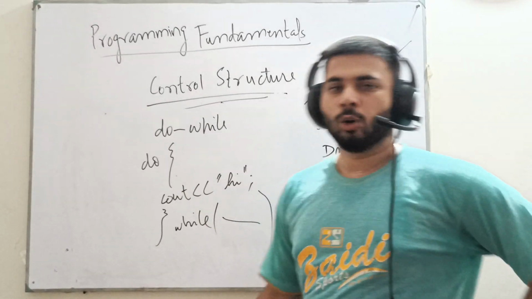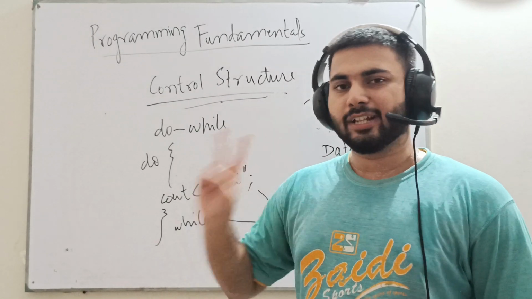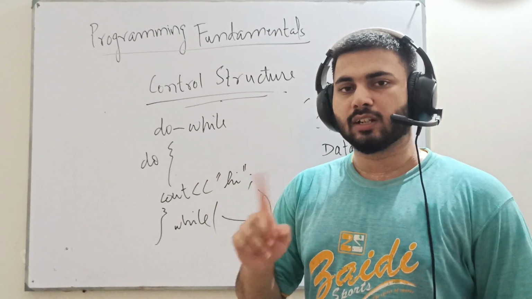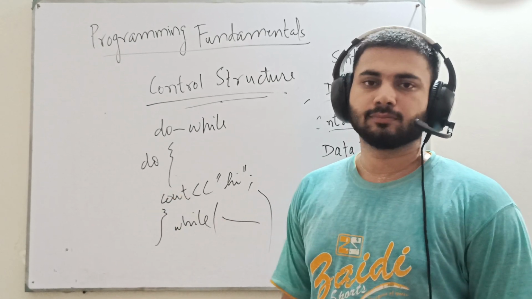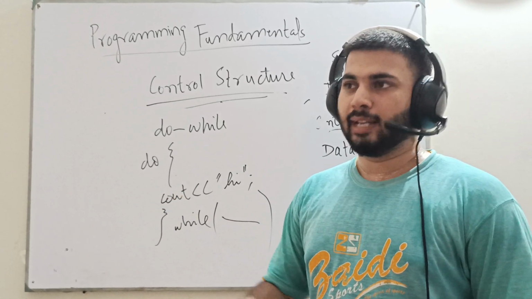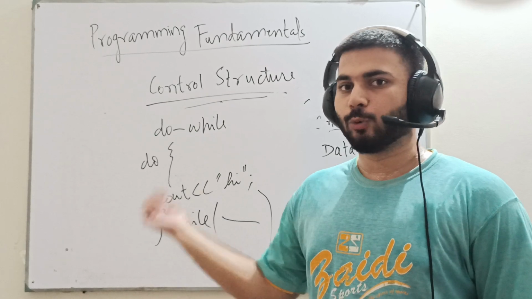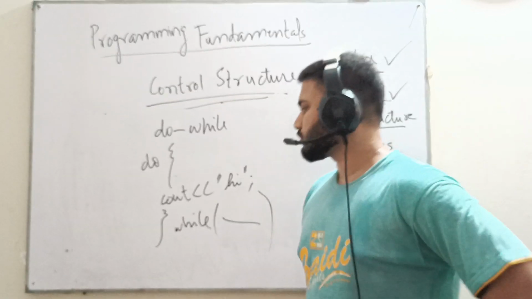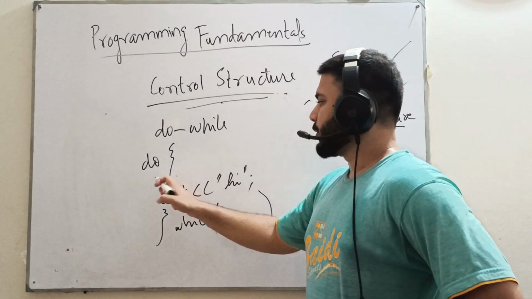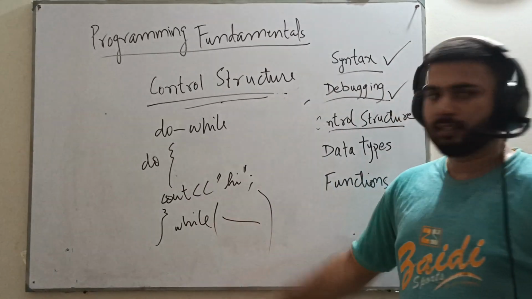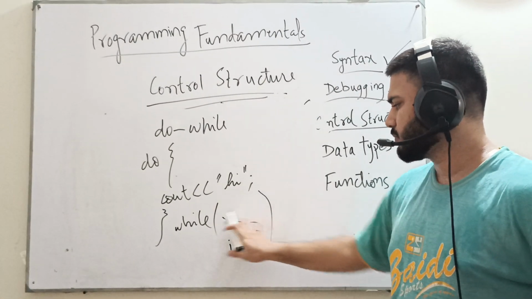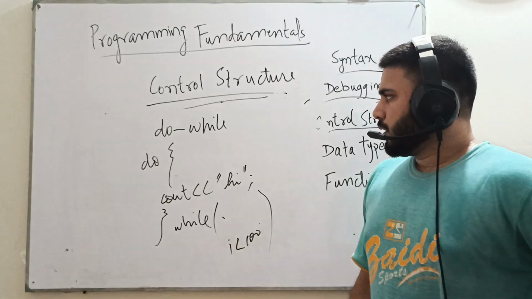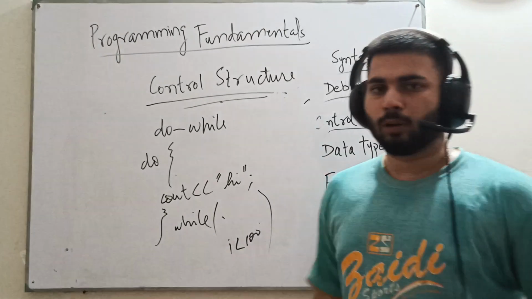Keep in mind, only in the while loop and the do while loop, you don't declare your variable to be used as a condition inside of the code block. You can do it in a for loop, but you cannot do it in this. So do cout hi while i is less than 100, let's say. But there is one problem with this loop.